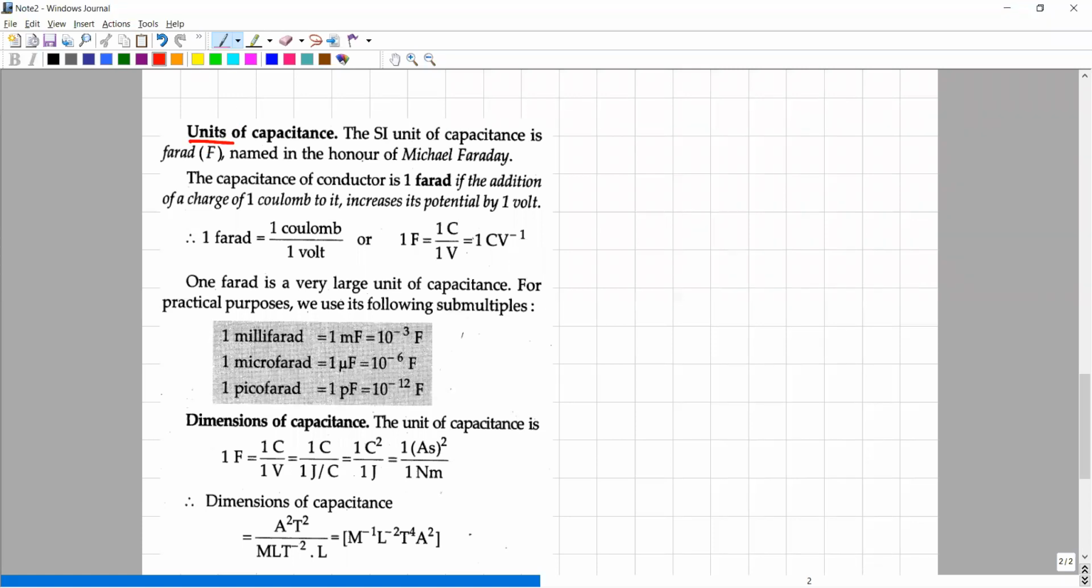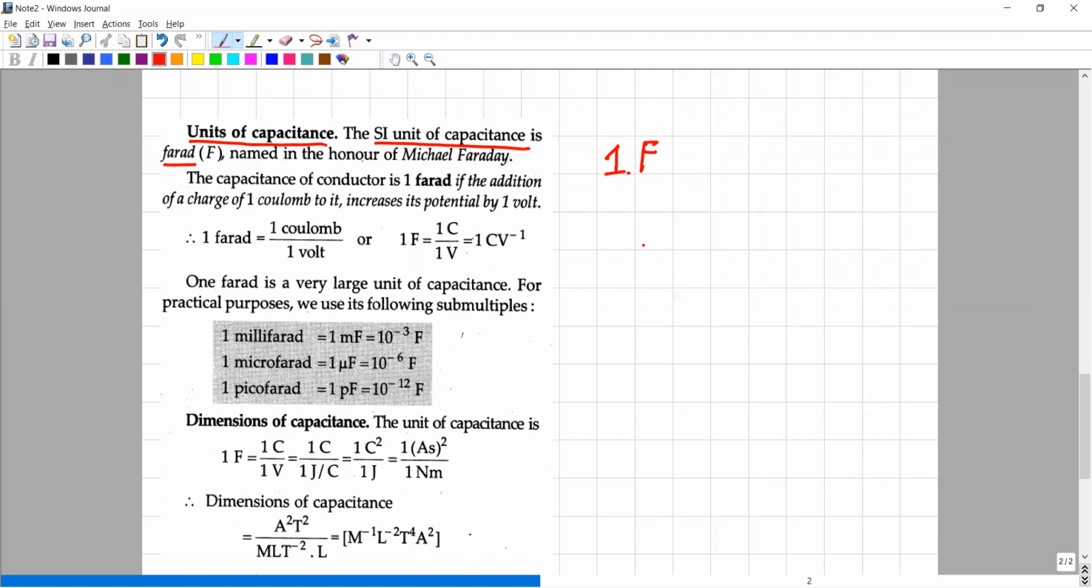Next, unit of capacitance. So the SI unit of capacitance is called farad, F-A-R-A-D, and it is written as capital F, farad, and it is named in honor of Michael Faraday. It's a great physicist.